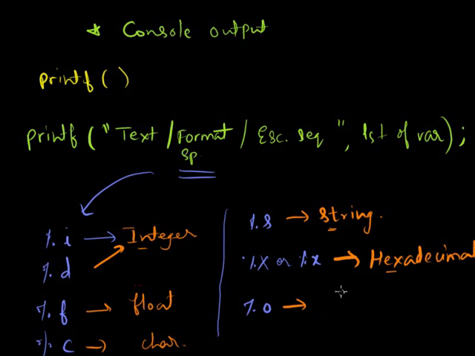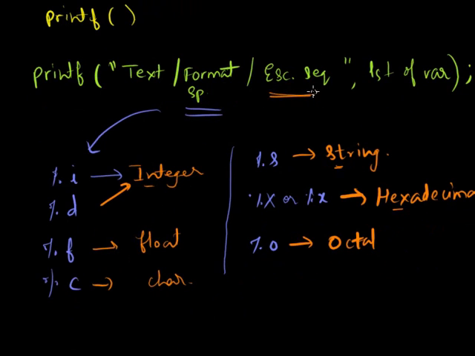Similar to hexadecimal, there is octal, wherein that number system has only 8 digits, 8 symbols to represent numbers, 0 to 7. So %o is for octal. Now enough with format specifiers here. Let us look at escape sequences. What are escape sequences?